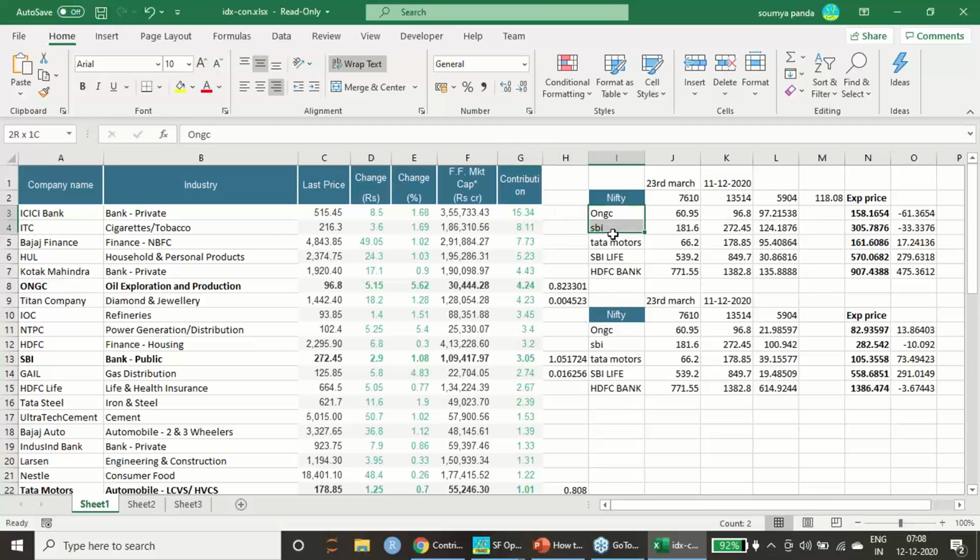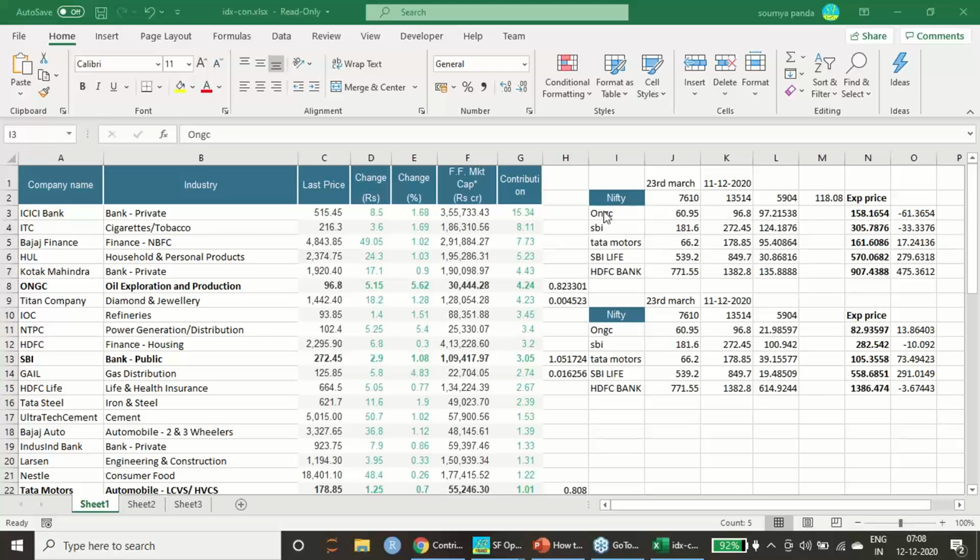I have just selected some random 5 stocks: ONGC, SBI, Tata Motors, SBI Life, HDFC Bank. This is a random choice. It is not having any specific view. I have chosen these 5 stocks with the anticipation that I am going to invest in any one of these stocks. There is no specific choice. You may choose ICICI, ITC, Bajaj Finance, HUL, anything you want.